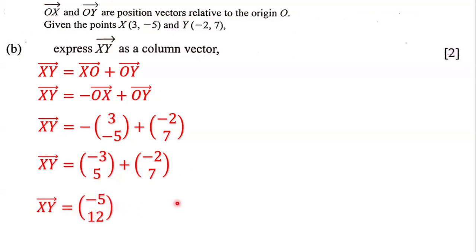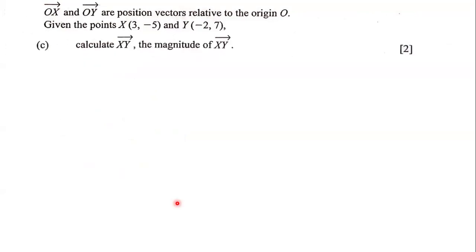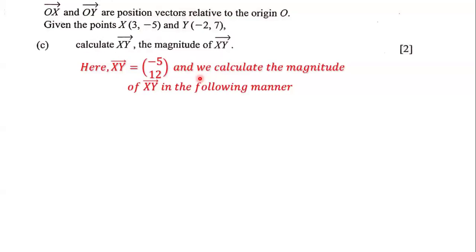All right, now that we know what XY is as a column vector, let's figure out the magnitude of XY. In general, if we're trying to figure out the magnitude of a vector, we take the first component and square it, take the second component and square it, add those two, and then take the square root of that sum. That's how we calculate the magnitude of any column vector that has two components.